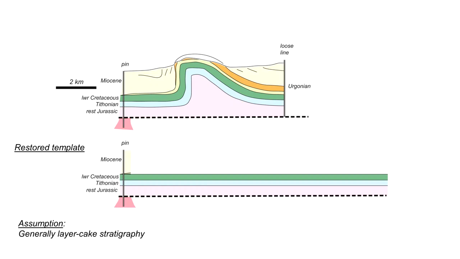So we need to construct a restored template which shows the stratigraphy in its inferred undeformed state. And here I show the lower part of the Jurassic, the Tithonian and the Lower Cretaceous rocks, together with the top basement horizon that underlies all of them. And we're assuming that these layers originally had a constant thickness across the area that eventually becomes folded. In other words, the stratigraphy is layer cake.